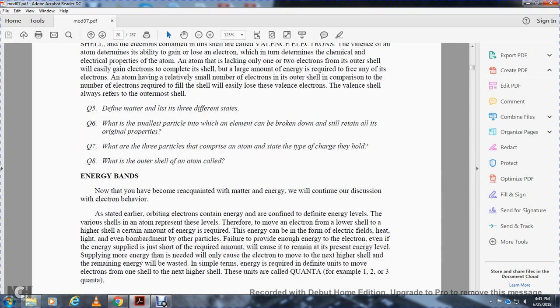The energy bands. Now you have become reacquainted with matter and energy, we'll continue with the discussion of electron behavior. As stated earlier, the orbital electrons are confined to defined energy levels, and the various shells of the atom represent these levels. Therefore, to move an electron from a lower shell to a higher one, a certain amount of energy is required.